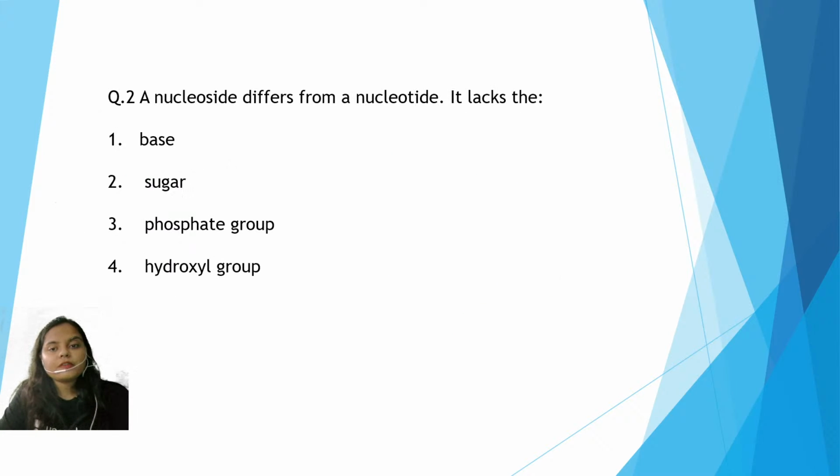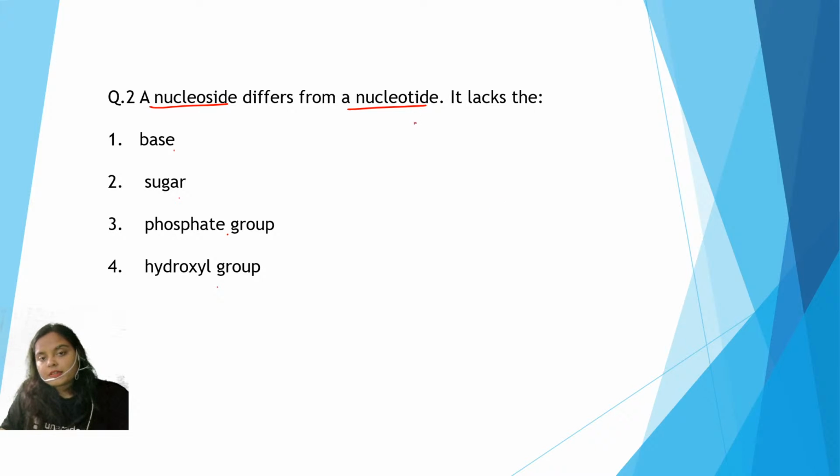Right? Moving ahead. A nucleoside differs from a nucleotide. It lacks... So you have to identify the structure which is missing in a nucleoside, but it is present in a nucleotide. So what is the structure? Is it base, sugar, phosphate group, or hydroxyl group?